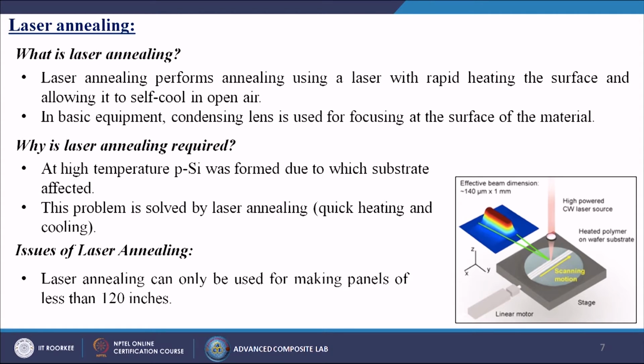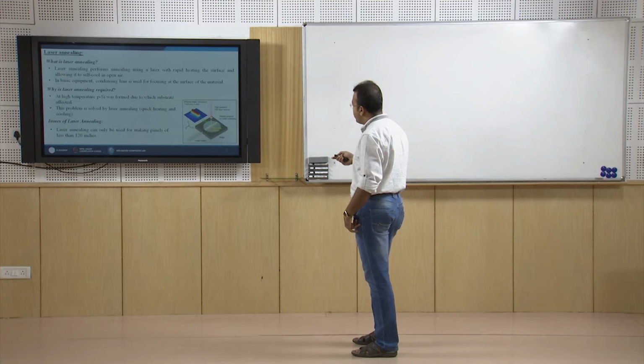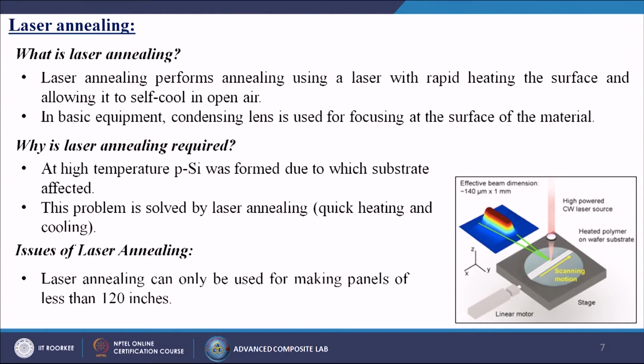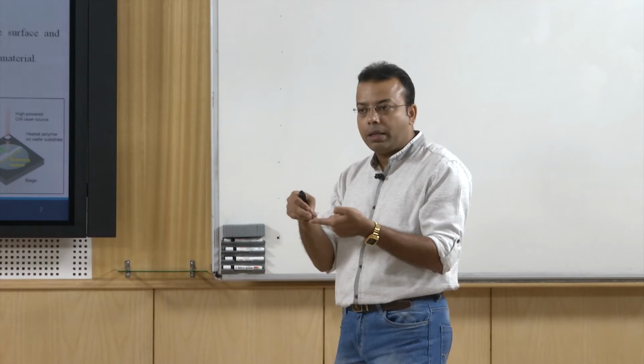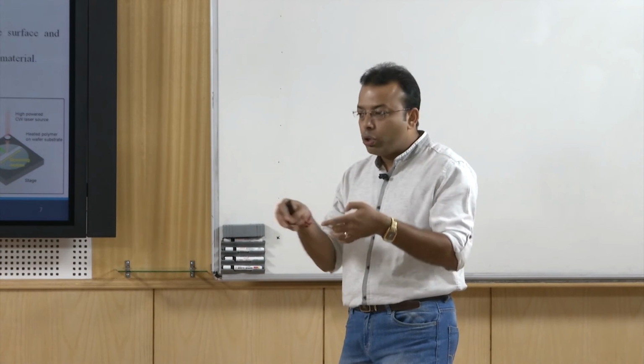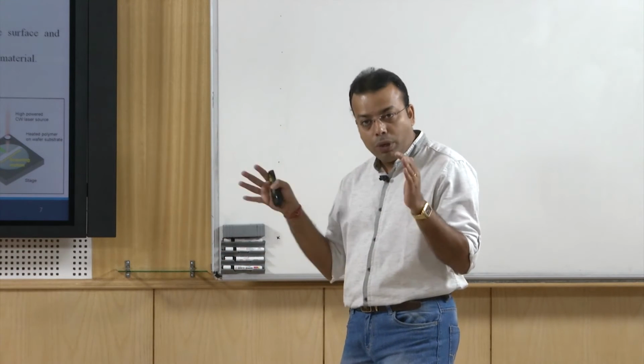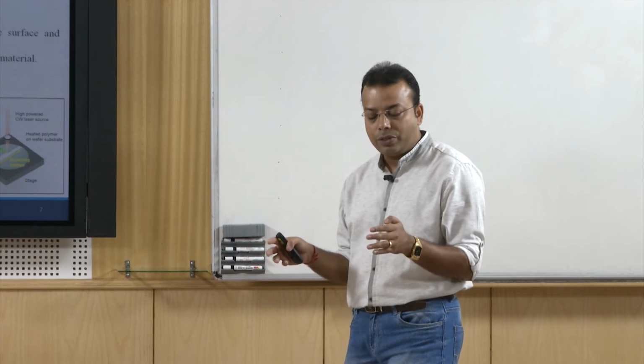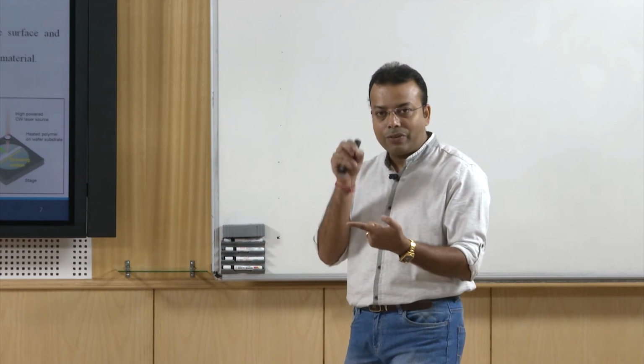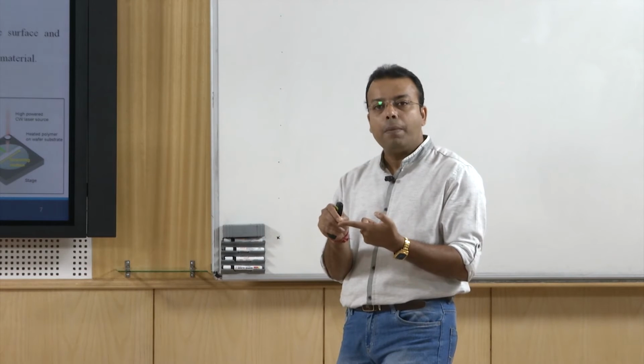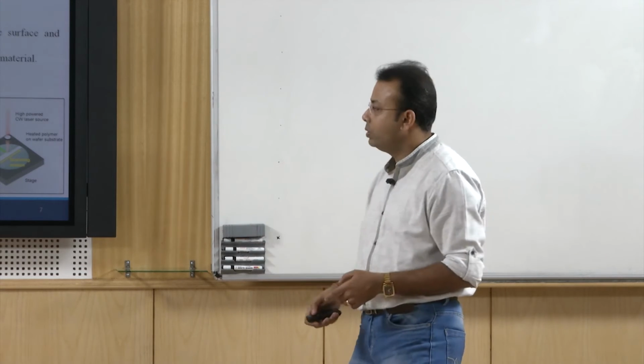In basic equipment, a condensing lens is used for focusing on the surface of the material. So, from that particular figure you can understand that we are using a certain kind of laser source, then here we are using the magnetic lens, so that it can be converged to a particular point, so that the surface area will be less, so that the heat affected zone area will be less for that particular material, and not only that, the laser can reach only the affected part, not the surroundings.